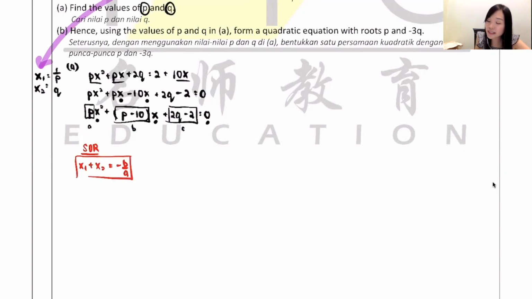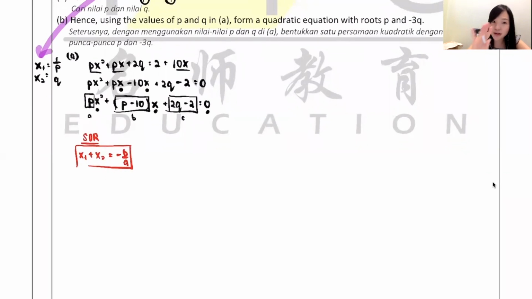Okay. So I sub inside. So guys, very easy one. You already have your x1, x2, your A, your B, your C. Everything just sub. So your x1 is 1 over p, plus your x2 is q, equals to negative B. Then your B is here, p minus 10, over your A, which is p. So you see everything like x1, x2, A, B, C, I just sub inside. Any mistake?